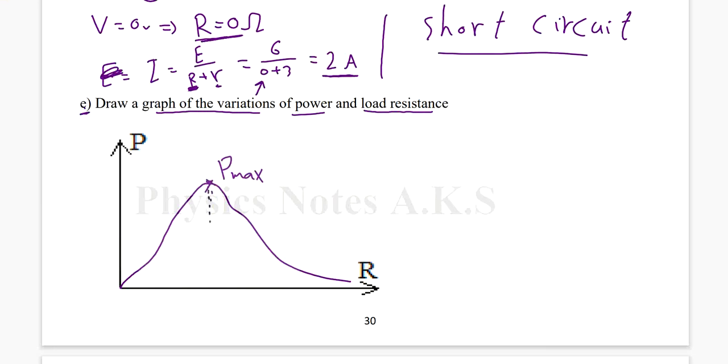At this point I will have a value of the load which is going to be the internal resistance. Of course here it's total. Again, why total? Because I have 3 cells connected in series. So this is the variation of the power with the load.